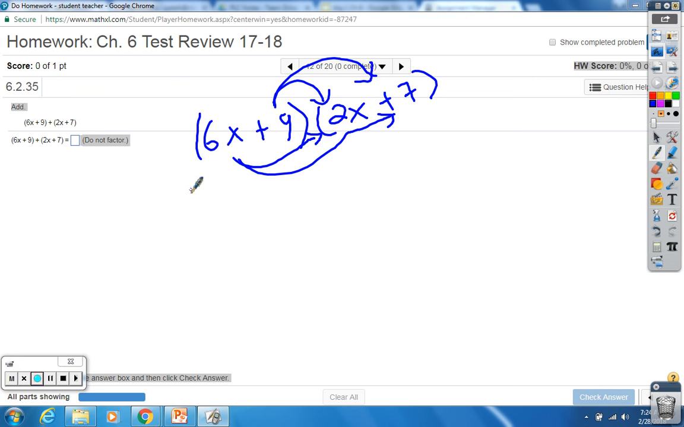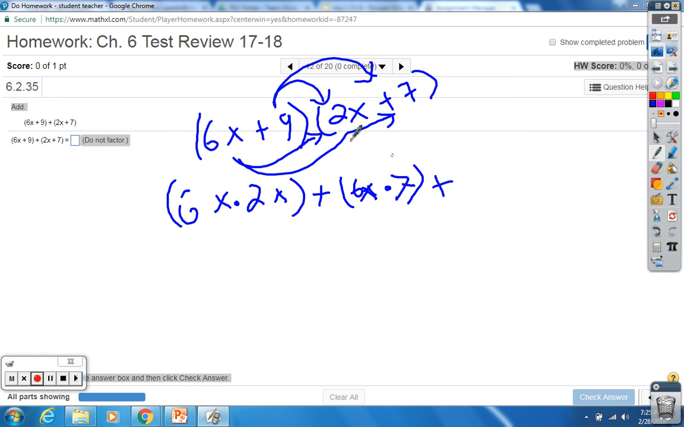Alright, so we'll have 6x times 2x plus 6x times 7 plus 9 times 2x plus 9 times 7. Alright, so we'll deal with this one by one.